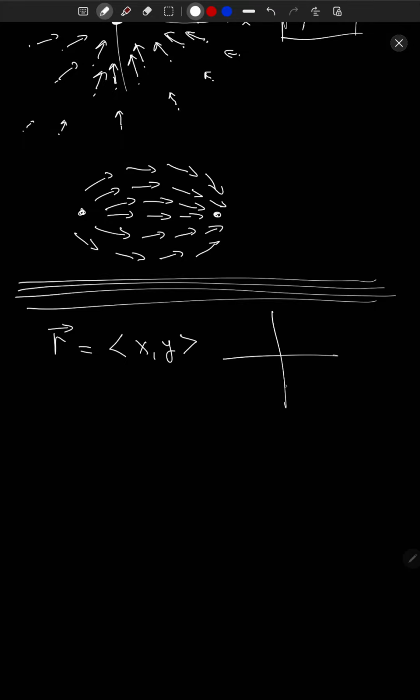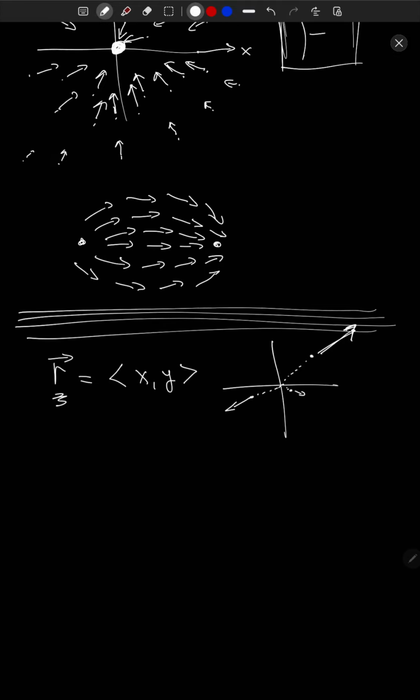So this would be a radial vector. If you're at the point x comma y, the vector would be of length exactly the distance from x comma y to the origin, and it would point radially outwards away from the origin. That's why it's called r. So if you're very close, it would be very short. But again, all of these point radially away from the origin.